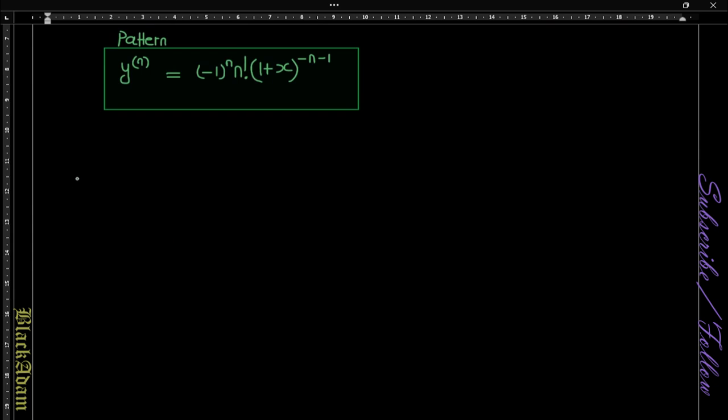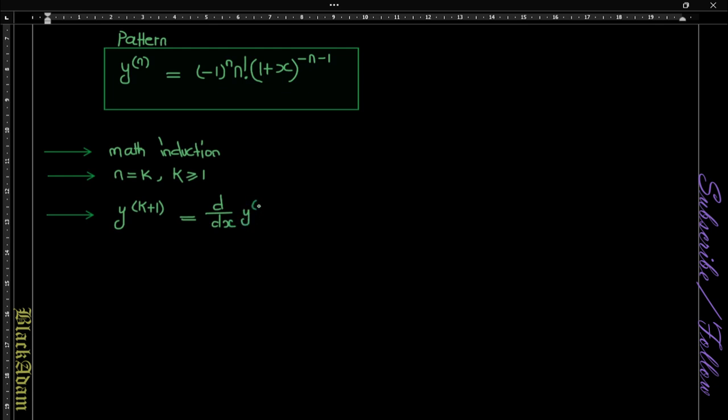That's our equation for n, but we need to prove that the equation is mathematically correct. So mathematical induction is required for that. You can watch the other video for mathematical induction. So let n equal k, with k greater than or equal to 1, and from there we have to solve for the next one, which is y to the power k plus 1, so d/dx of the kth derivative is going to be d/dx.